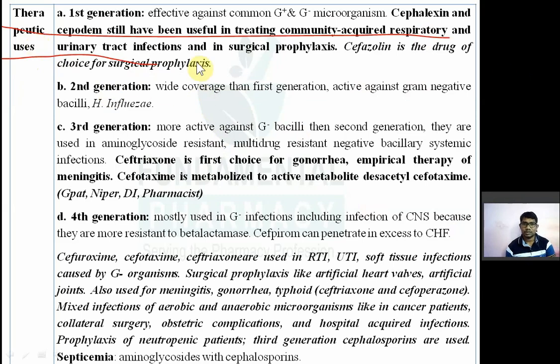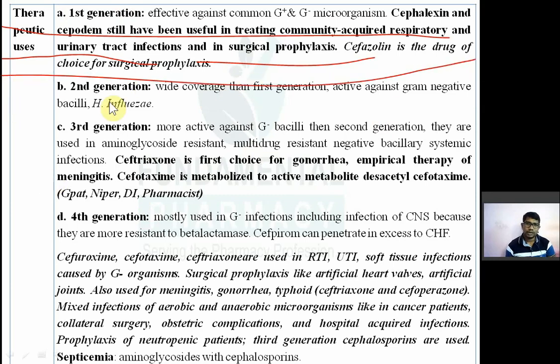Suppose you have had a surgery; after surgery there is a chance of infection. So if you have undergone a surgery, there is a chance of getting infection at that place. To prevent that, these cephalosporins are used. So prevention is prophylaxis. To prevent infection after surgery is surgical prophylaxis. Now cefazolin is the drug of choice for surgical prophylaxis. Remember, drug of choice for surgical prophylaxis is cefazolin.